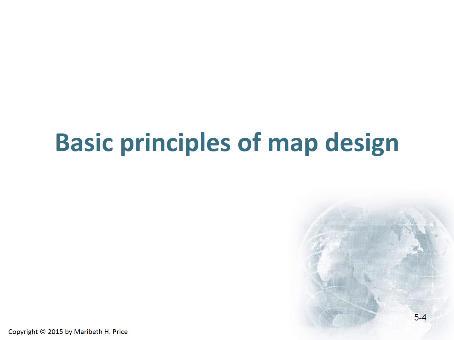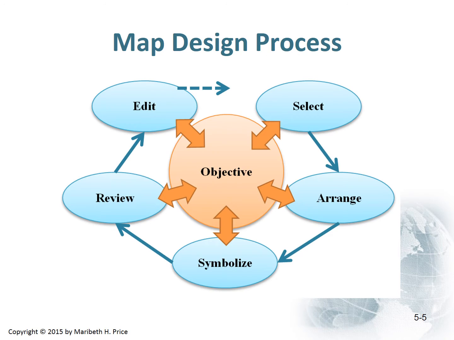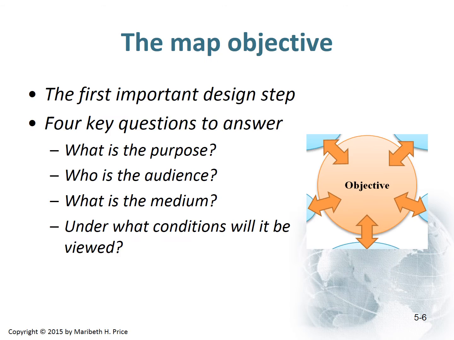Basic principles of map design. Map design is very much an iterative process. You come up with some sort of objective, what it is you're trying to map. You select data, you arrange that data, you symbolize that data, and you review it, you edit it, and you use that to select more data, all the while feeding back in and off of the objective that is at the heart of why you're trying to make your map.